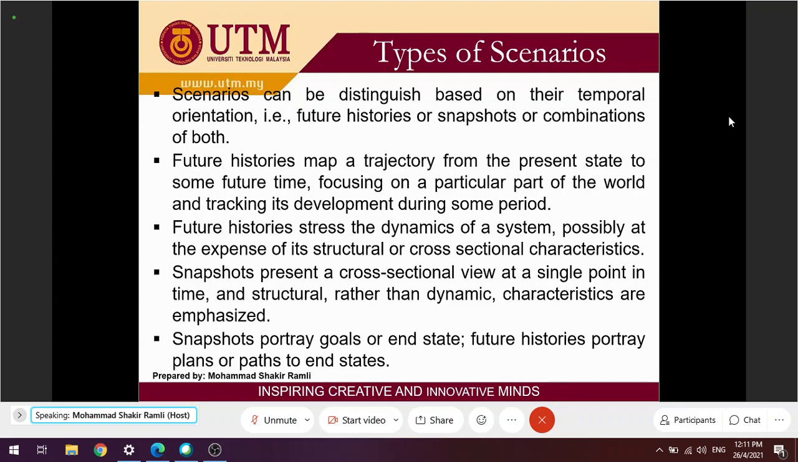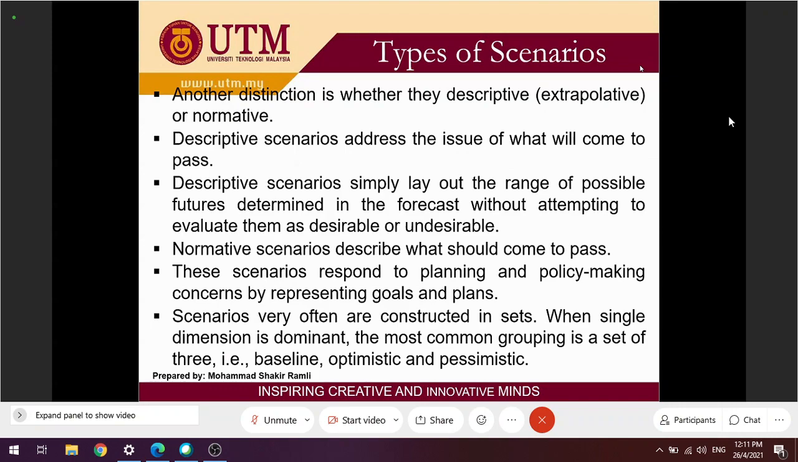Okay, another classification can also be made based on descriptive or normative. That's another classification of scenario. And based on this classification, there are two types of scenario, whether it's descriptive or normative. Descriptive is based on extrapolating, or we use some mathematical data like in trend analysis, we use mathematical models to extrapolate, or we use simulation. Based on simulation, we extrapolate, meaning that we extend the data into the future.